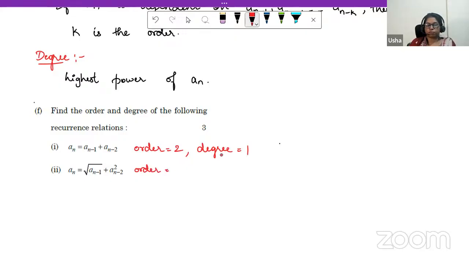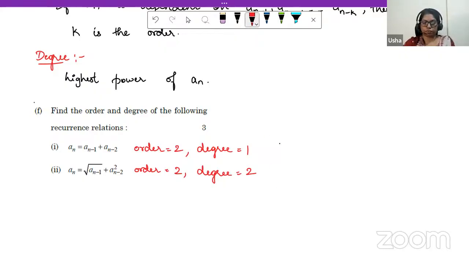Here, what is the order? Order here, again, n-2 is there. Therefore, 2 is the order. And for degree, ignore the root part. Here, a(n-2) has a square, right? So, degree is also 2.